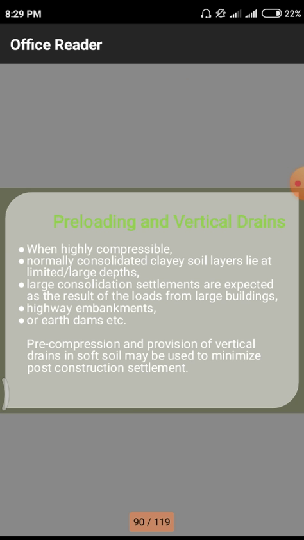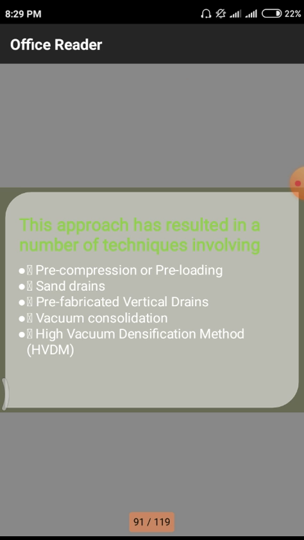This is the explaining point. Next slide, we have these preloading techniques. Mainly, pre-compression and preloading methods are used in these techniques. Sand drains are also useful in these preloading techniques for dewatering. Prefabricated vertical drains, that means the drains are already fabricated in the industries itself, and those drains are employed in the fields.